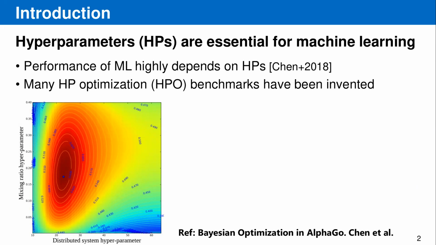The x-axis and y-axis show hyperparameter values, and the color shows the performance of a model. In this figure, good performance is colored red and bad performance is colored blue. As can be seen, the performance highly depends on hyperparameter settings, and this is why hyperparameter optimization is essential.